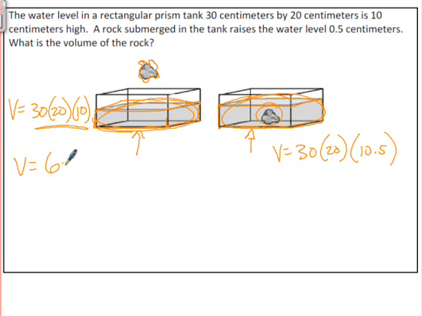6,000 centimeters cubed. And on the right, what's the volume? 6,300 centimeters cubed. So we know that the volume of the rock is what? It's 300 centimeters cubed, because it's the difference between the two.